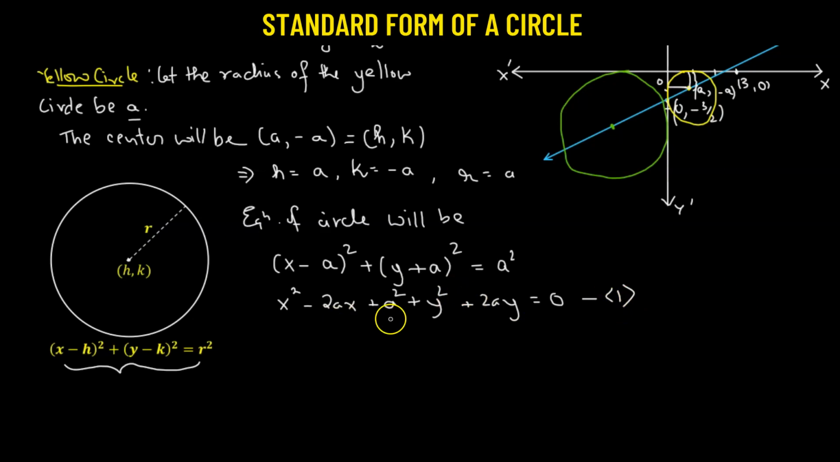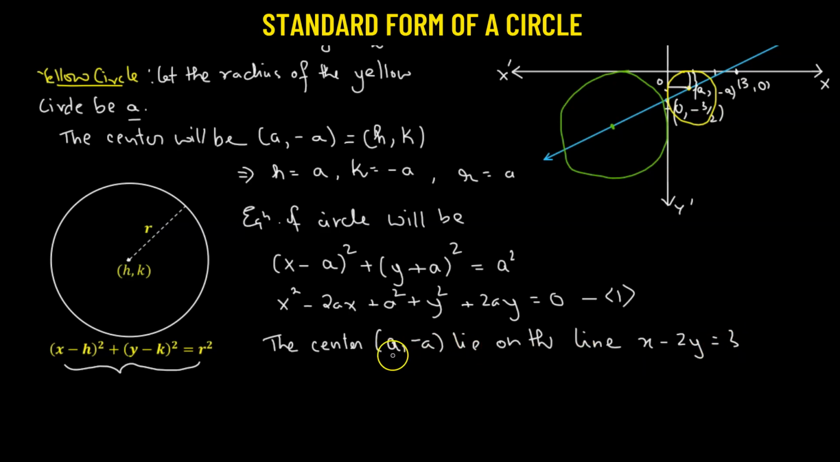Now we have the equation of the circle, but we'll have to write it in terms of the line. It's a condition here that the center of the circle, which we have considered to be (a, -a), lies on the line given by the equation x - 2y = 3. So this means that x = a and y = -a will satisfy our equation of the line.